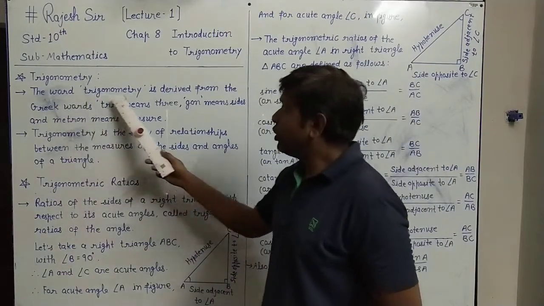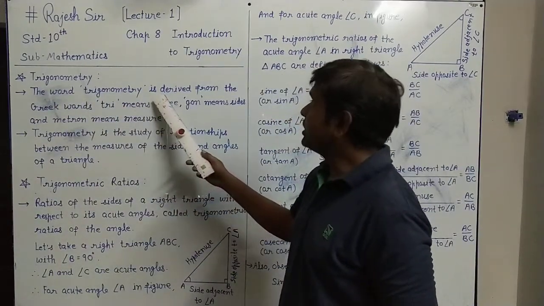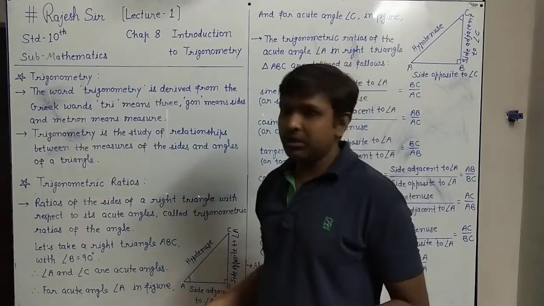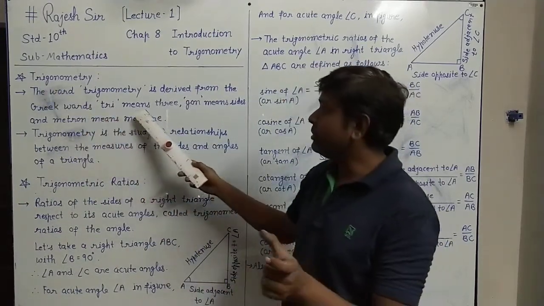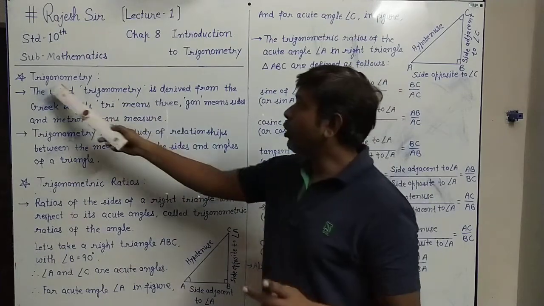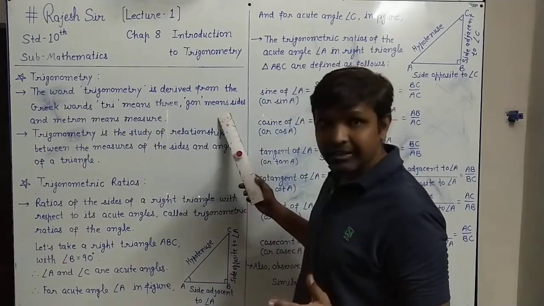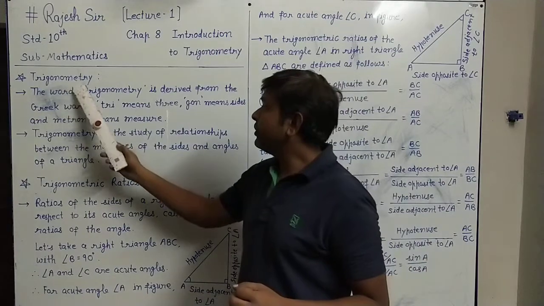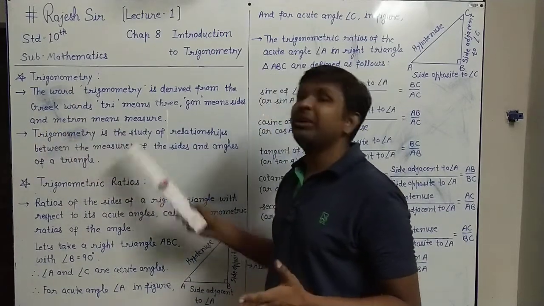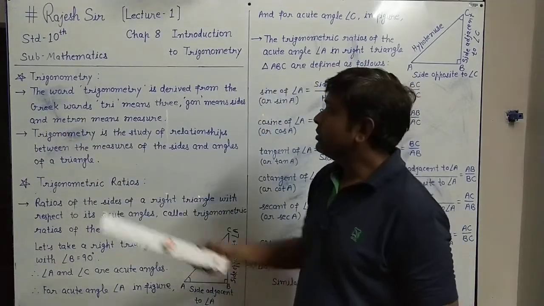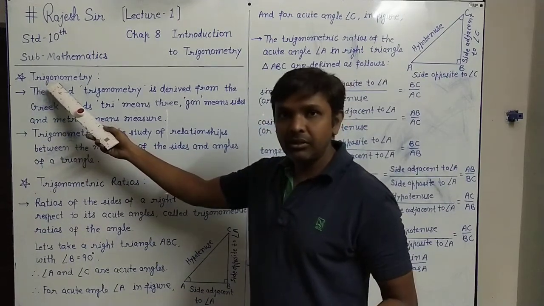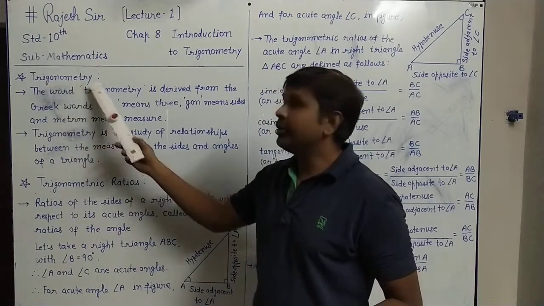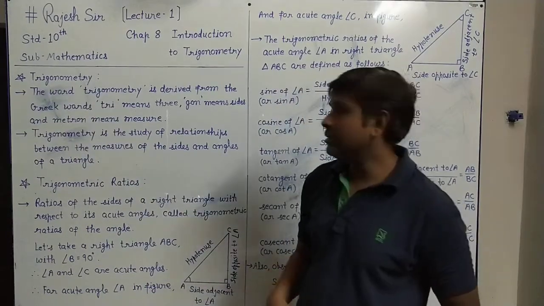The word trigonometry is derived from the Greek words. It has the word tri. Tri means 3. Gon means sides, and metron means measure. Tri means 3, gon means sides or angles of a triangle, and metron means measure.